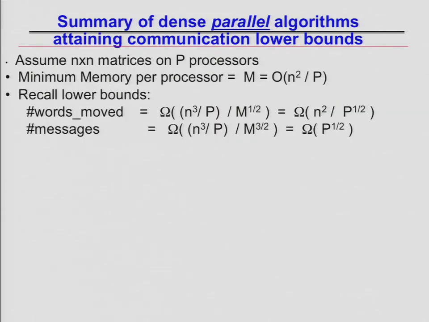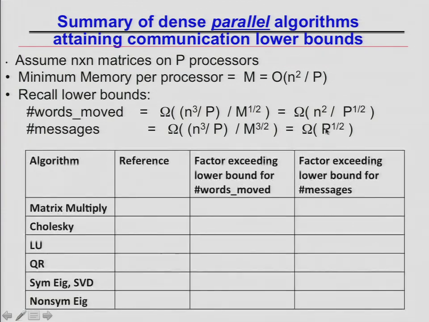So let me tell you what the parallel state of the art is. I'm going to start with the case where I have one copy of the data. So I have n by n matrices spread out over p processors, and I'm going to assume everybody has exactly one pth of the data. And so here are my lower bounds. I'm going to ask, can I hit them? They're the same for everything as matrix multiply: n squared over root p words and root p messages.